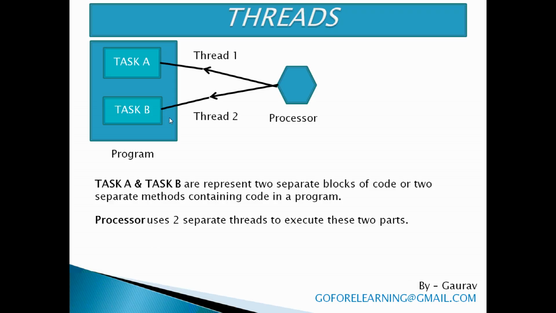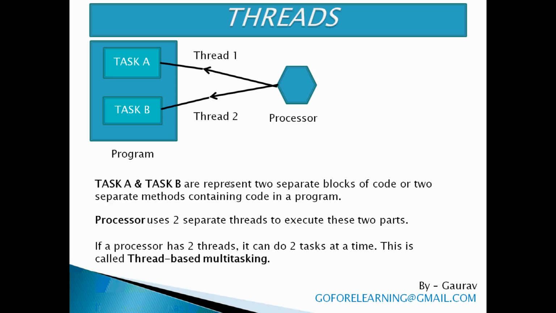We can imagine these threads as hands of the microprocessor. We have two hands, so we can do two things at a time. Similarly, if a processor has two threads, it can do two tasks at a time. This is called thread-based multitasking.